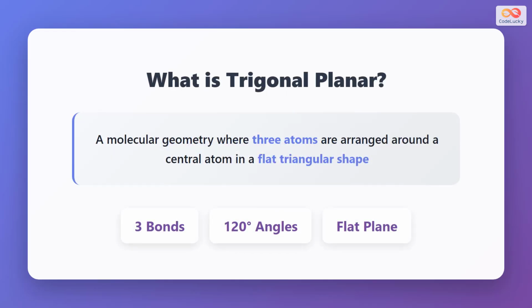Trigonal planar is a specific molecular geometry where three atoms arrange themselves around a central atom in a flat, triangular shape. The key word here is flat, meaning all four atoms lie in the same plane. This creates three bonds extending outward from the center, with 120-degree angles between each pair of bonds, forming a perfect equilateral triangle.